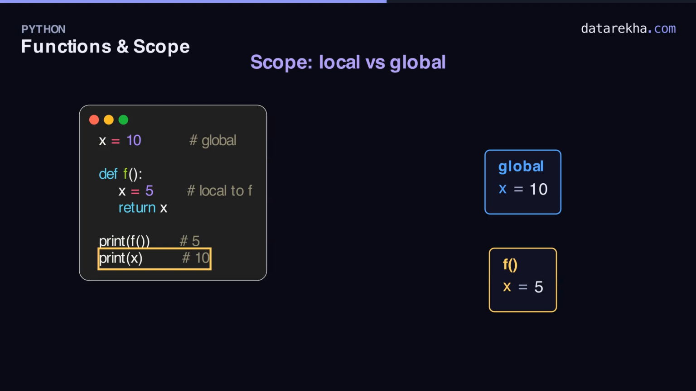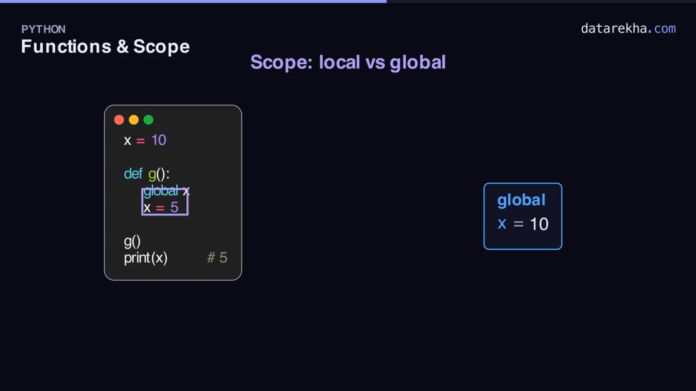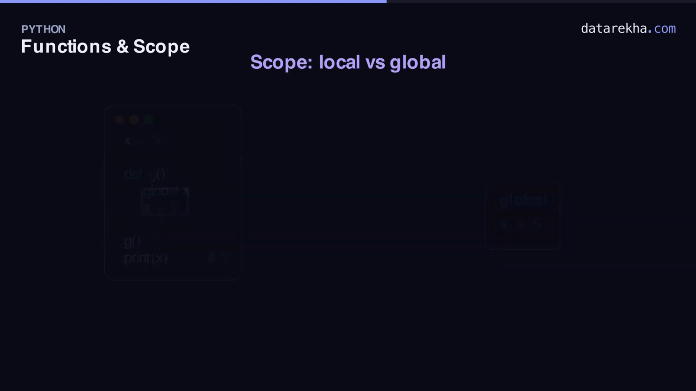Local assignment shadows the global. It never overrides it. What if you genuinely want to change the global from inside? You must say so out loud. The keyword global x tells Python, do not make a local. Reach up and rebind the real global x. Now x equals 5 inside g actually changes the global. Run g and the global updates to 5. One clean rule to remember. Reading a global needs no keyword, but reassigning one from inside a function needs the global declaration.